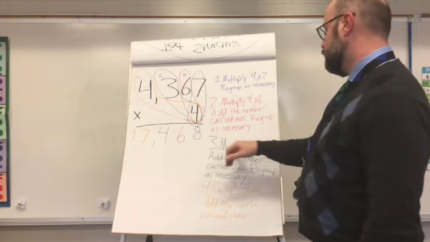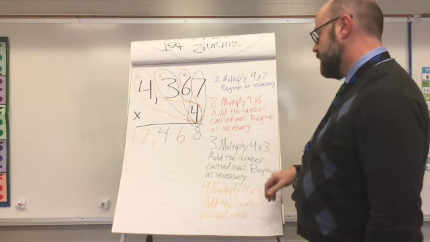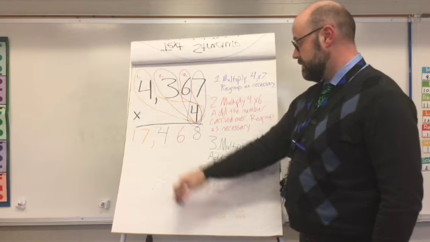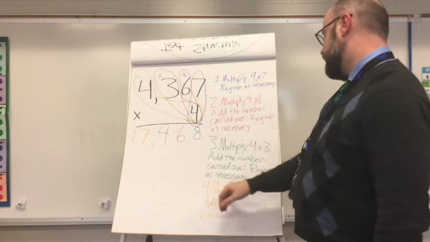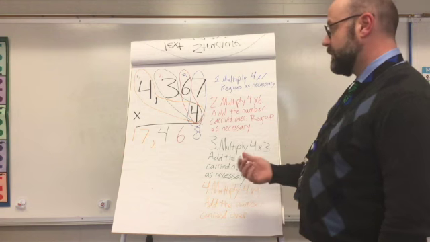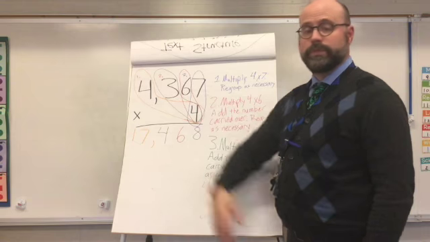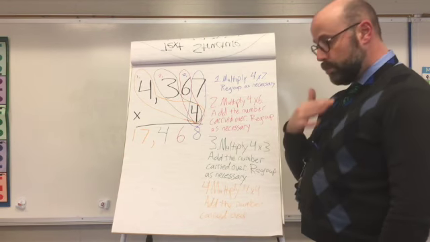Step 3, green here, multiply 4 times 3. Add the number carried over. Regroup as necessary. 4 times 3 is 12, plus 2 is 14. 4 down, carry the 1. Fourth and final step, multiply 4 times 4. Add the number carried over. There's no more regrouping. 4 times 4 is 16, plus 1 is 17. Dunzo.